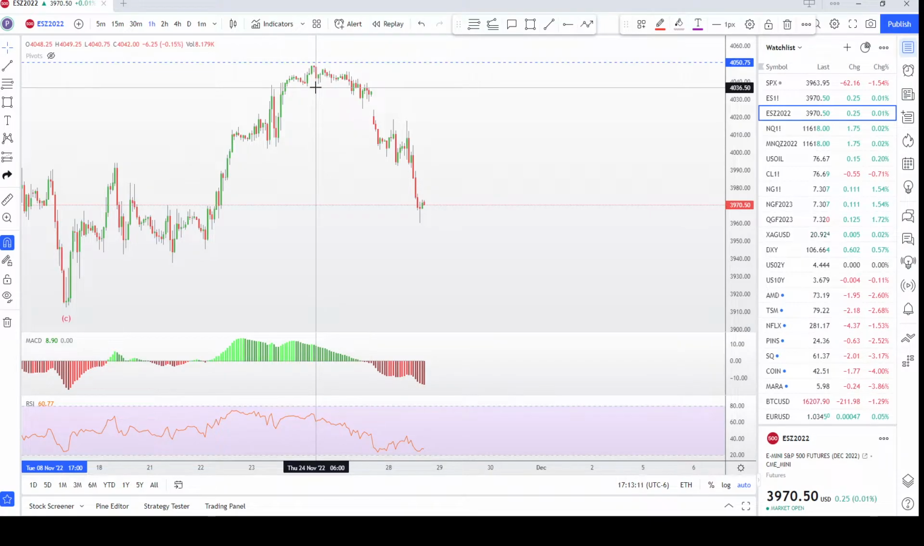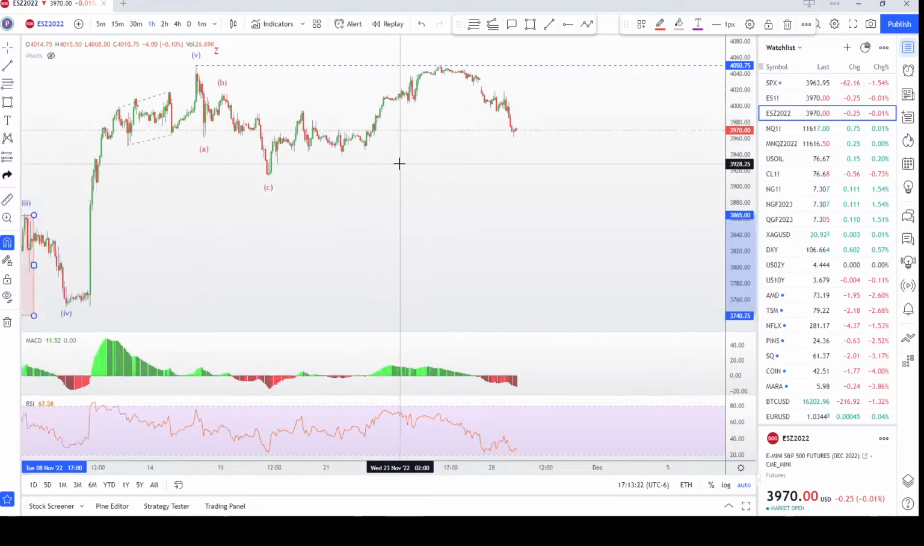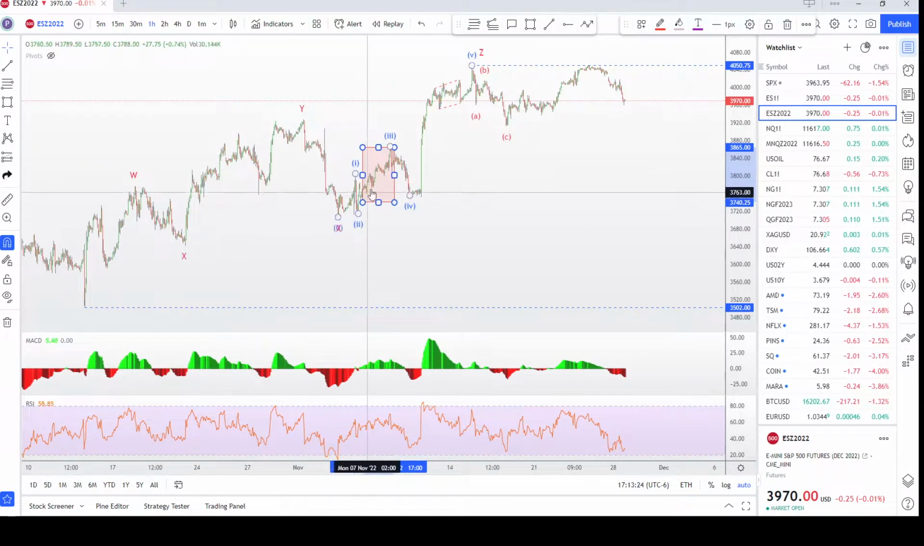Let's see, 40, 49, 25. So yeah, 1.5 points away from the top on Thursday, but we didn't break it. I just did a quick review of this wave.